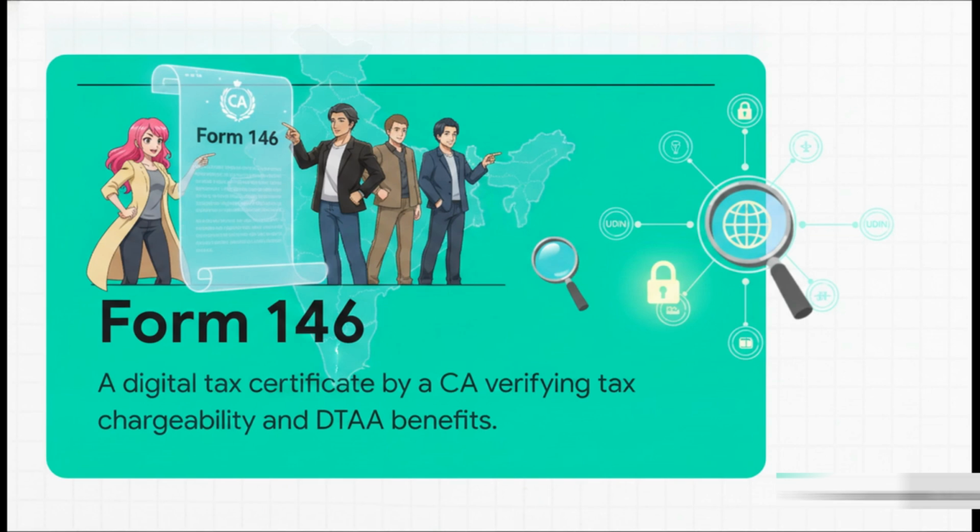But here is the most fascinating upgrade. The CA now has to generate a unique document identification number, or UDIN. When you file Form 145, the system instantly links and literally consumes this UDIN in real time. This completely eliminates the risk of anyone using duplicate or fraudulent certificates to clear their funds.